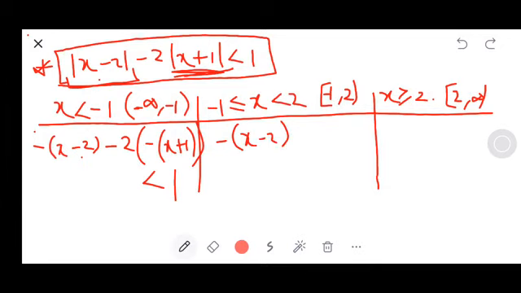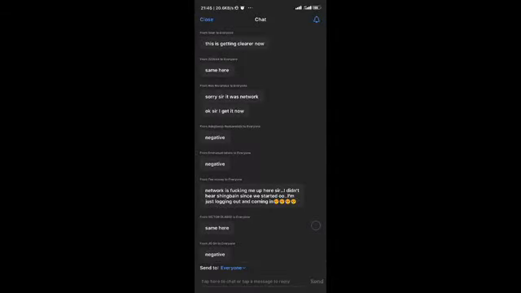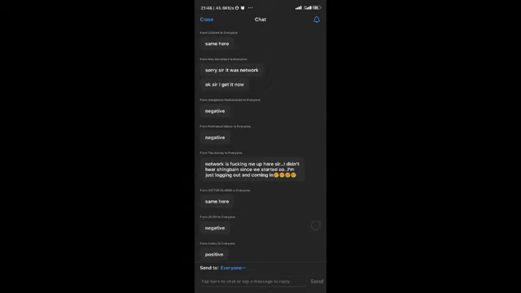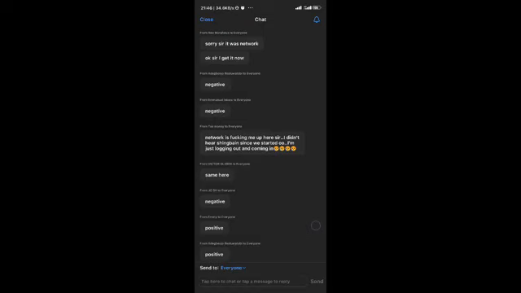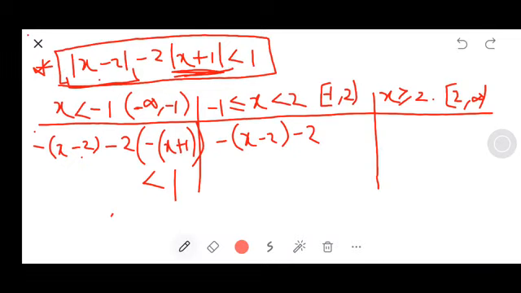So for the second one, will the absolute value of x plus 1 be negative here now or positive? It will be positive. Why is it positive? It is positive because we are now in a region where x is greater than or equal to minus 1. So we have plus, in bracket, x plus 1, then less than 1.